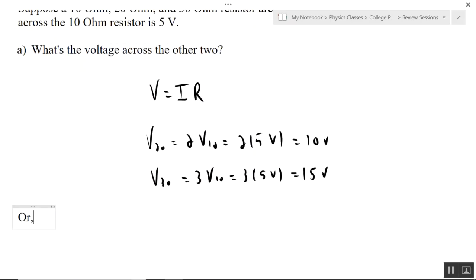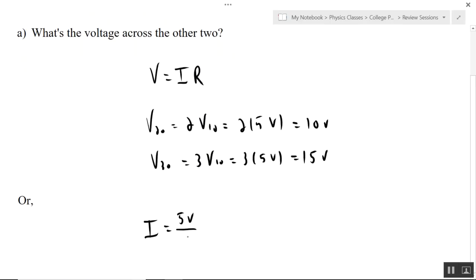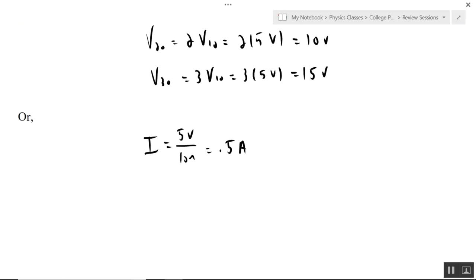Right. So the current in the circuit is going to be the voltage across that resistor divided by the 10 ohms, which is half an amp, right? So the current in the circuit is half an amp. So for instance, V10 would be 0.5 amps times, we know the 10, times 20 ohms, which would be 10 volts.